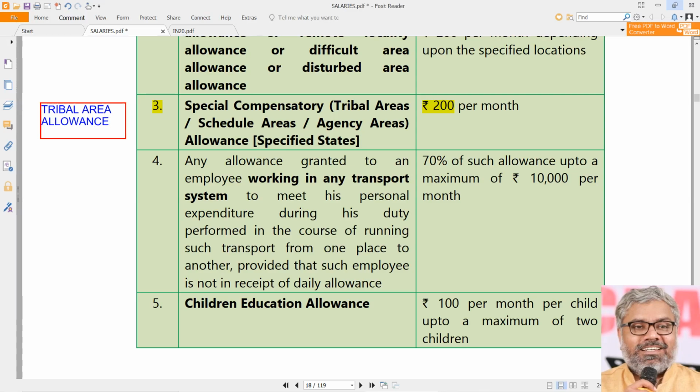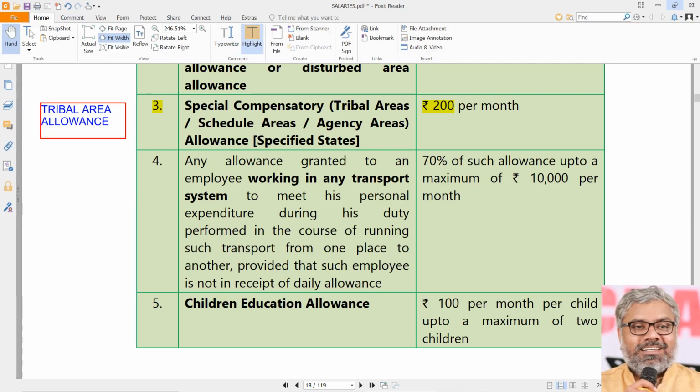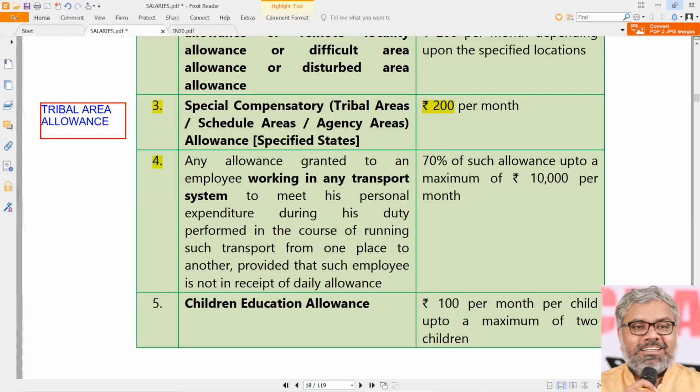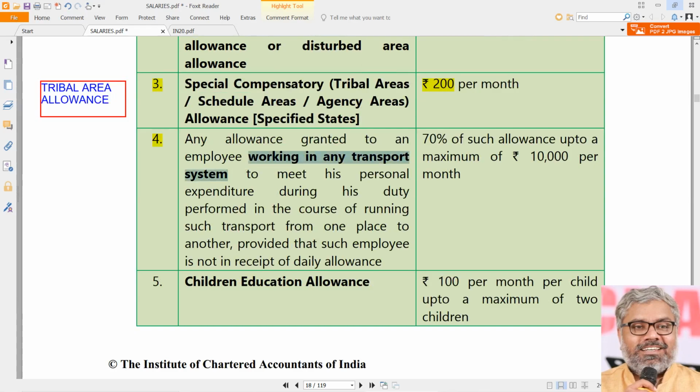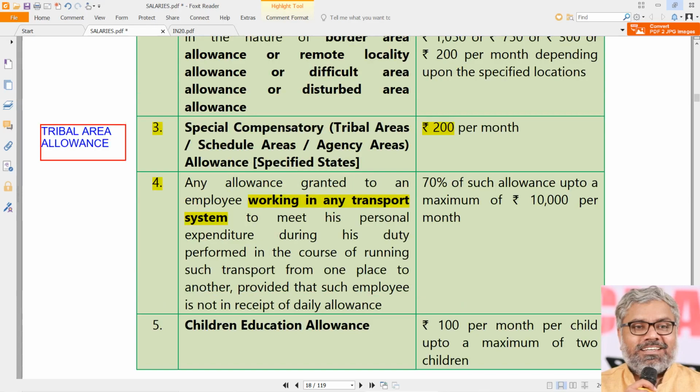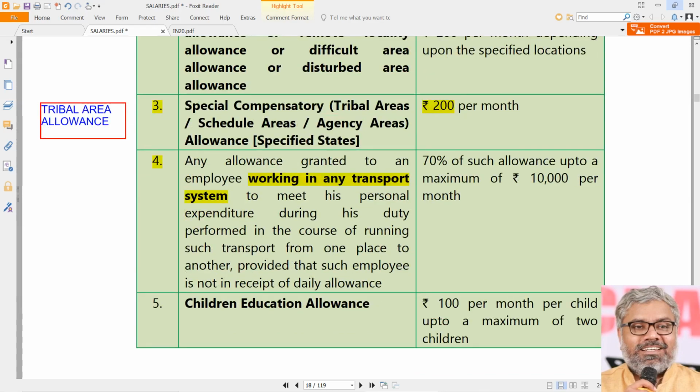Then let us go to next one, fourth one. This is important. This will be definitely there in exams. Either MCQ definitely can be expected. Any allowance granted to an employee working in any transport system. So this fourth point is not applicable to anybody. Only which employee? Employee who is working in any transport system.